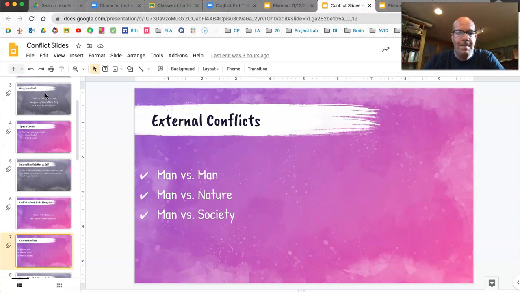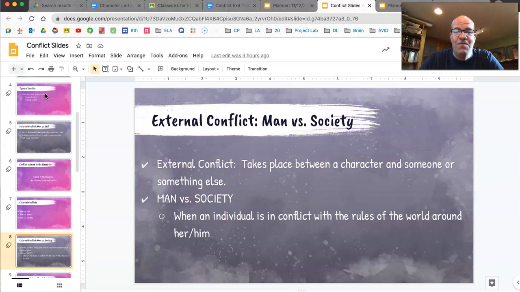Let's look at another one. When we think about external conflicts, we have three different kinds: man versus man, man versus nature, and man versus society. So again, for your notes, man versus society is when an individual is in conflict with the rules of the world around her or him. Okay, when an individual is in conflict with the rules of the world around her or him. And again, external conflicts take place between a character and someone or something else. Pause the video if you need to write this down.